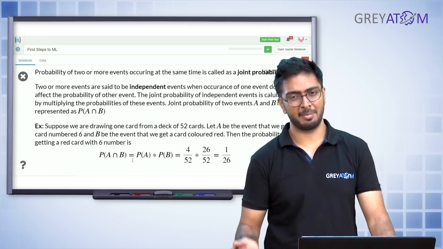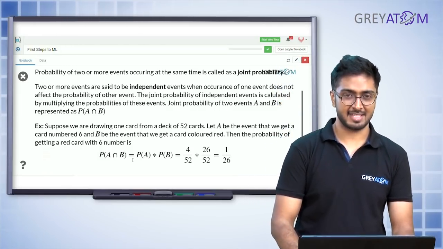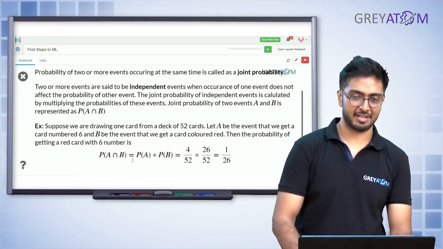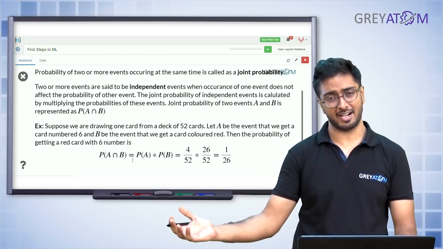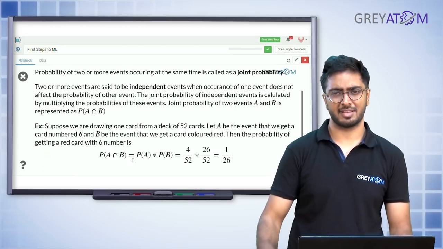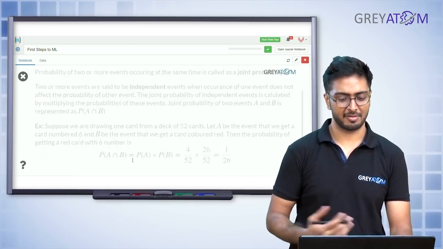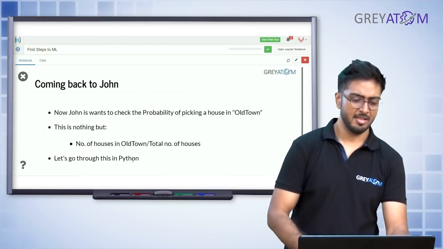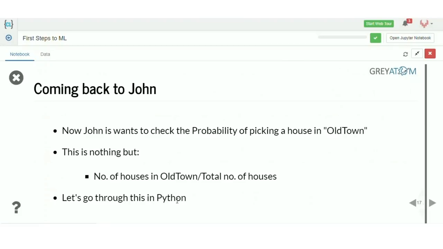So this concept of independence of events, right? In this case also, you can see that the events A and B are independent. The event that we get a card numbered 6 is completely independent from the event that we get a card colored red, right? So they are not dependent in any which way. You can get a number 6, and I can get a red card as well. There's nothing which particularly joins them. So now coming back to our friend John. John wants to check the probability of picking a house in Old Town. This is nothing but the number of houses in Old Town divided by the total number of houses.